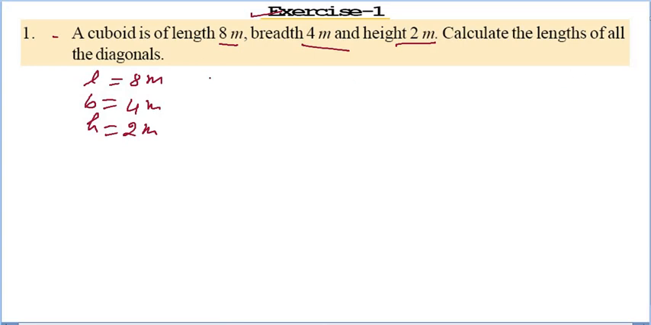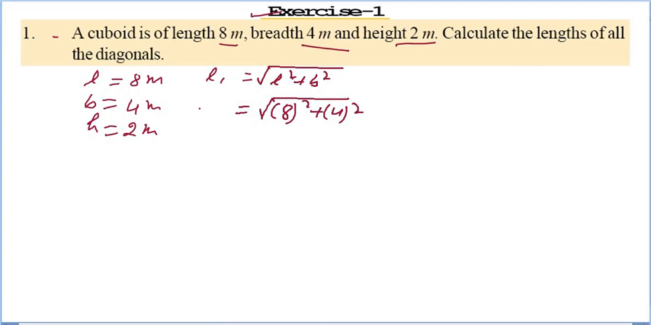First diagonal, that is the L1. So you can say L1 is under root of L square plus B square. It is your first diagonal. So L is 8 whole square and 4 whole square. So that is the L1. Now it is the 64 and it is the 16. कितना हो जाएगा ये, 10, 6 and 4, 10, and it is the 7 and 1, 8. Under root 80 meter. It is the first answer.